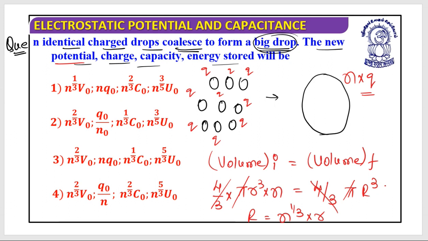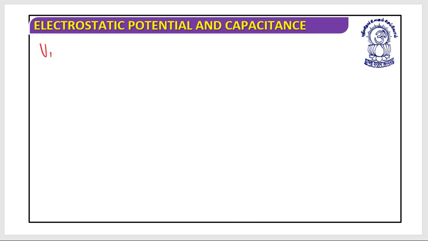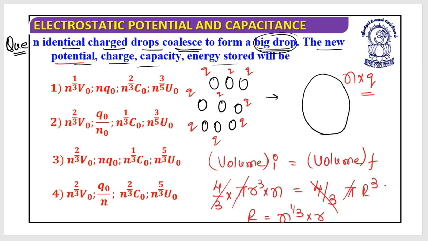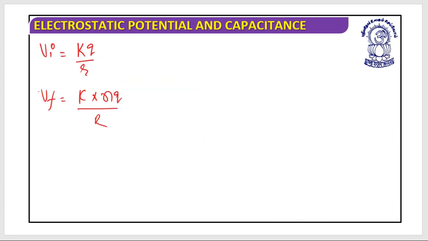The initial potential of each drop is kq by r. The final potential is equal to k multiplied by n of q divided by radius R. So let's replace this capital R with the small r. It's n to the power 1/3 into r. So what I can write is k into n into q divided by n to the power 1/3 into r.